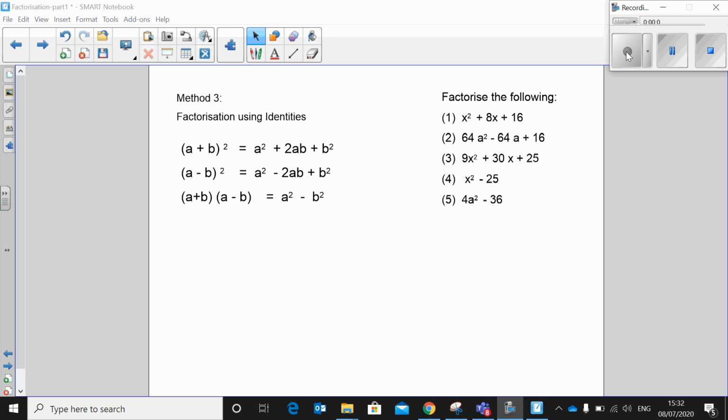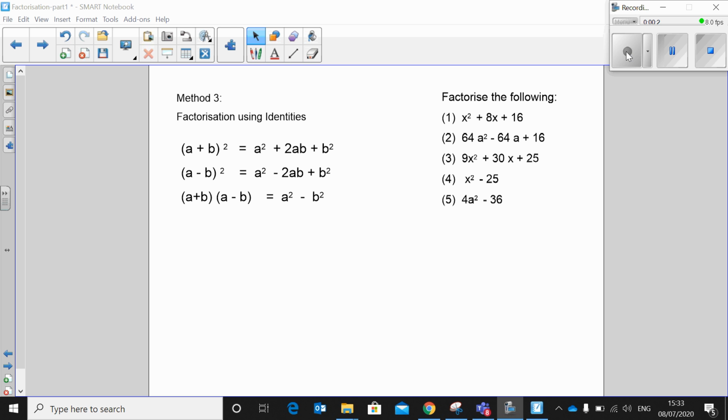Students, how are you? Today in this video we are going to see factorization using identities. In the previous video you could have watched method 1 and method 2, that is, the method of common factors and the method of regrouping. Now we are moving on to the third method in this video, factorization using identities.